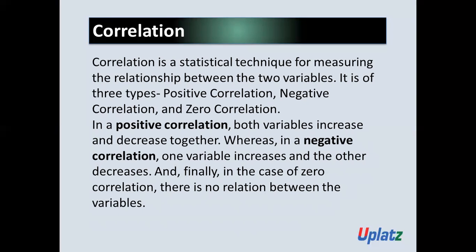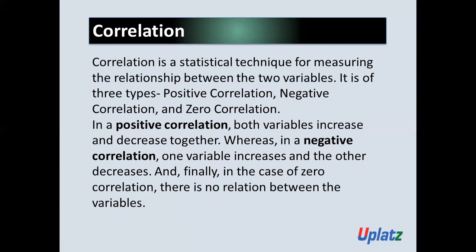Correlation is a statistical technique for measuring the relationship between the two variables. It is of three types: positive correlation, negative correlation, and zero correlation. In a positive correlation, both variables increase and decrease together, whereas in a negative correlation, one variable increases and the other one decreases. And finally, in case of zero correlation, there is no relation between the variables.